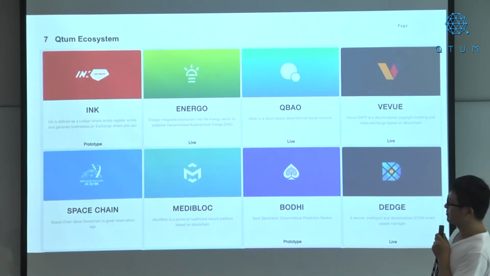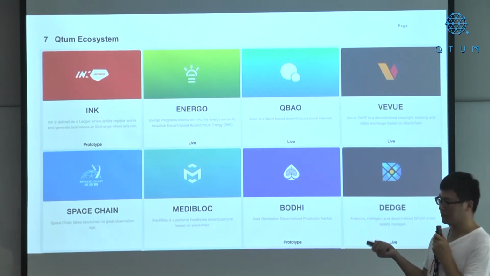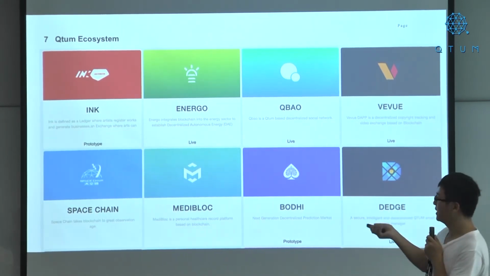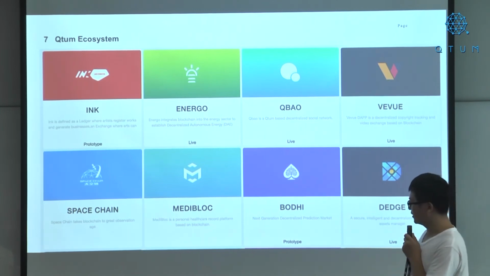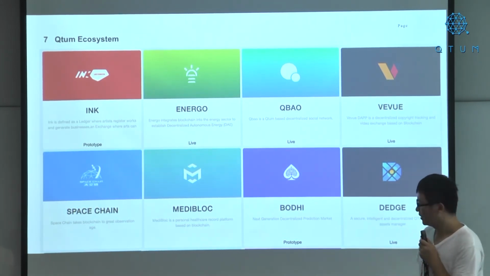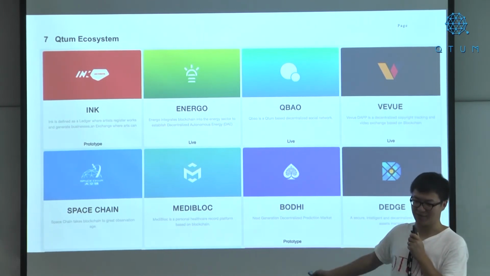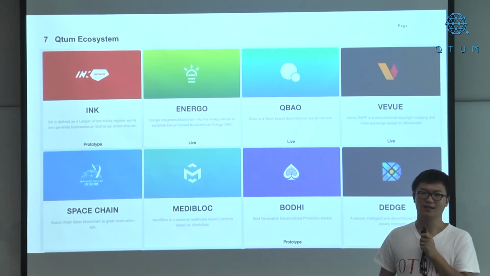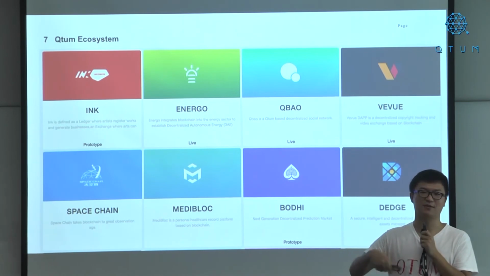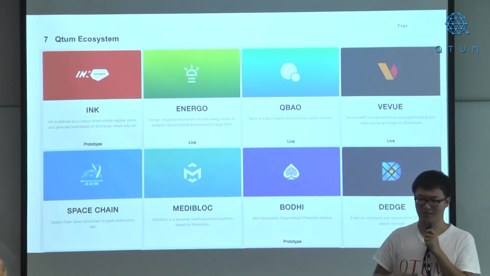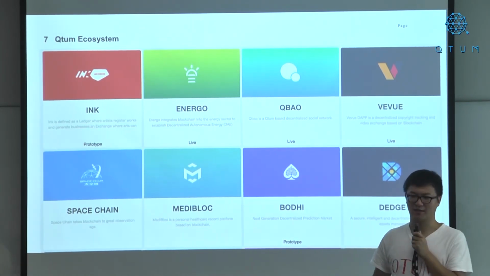For the ecosystem, we have a lot of projects, from IP to Energo. There are a lot of wallet services and a prediction market. Maybe you can try the Bodhi one. I think it's the first live dApp in the whole industry, except for the ERC20 tokens and token release dApps. That's the first prediction market dApp.